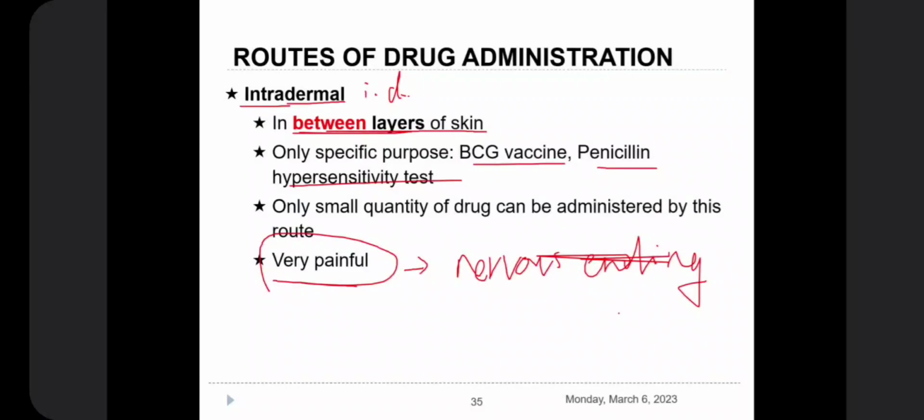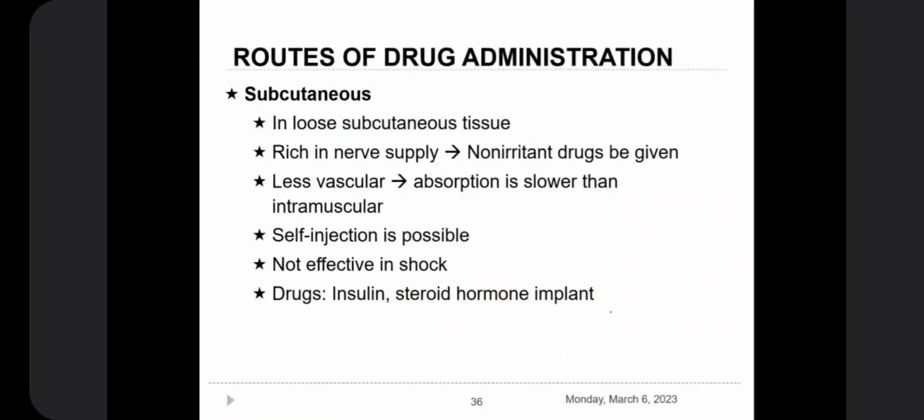Nerve endings, so it will induce pain after the ID injection. Yeah, very painful. Next one is subcutaneous. The site is under the skin. ID is between the layers of the skin, and subcutaneous is under the skin. It also is rich in nerve endings and less vascular. So for subcutaneous, the speed is not so fast, but painful.